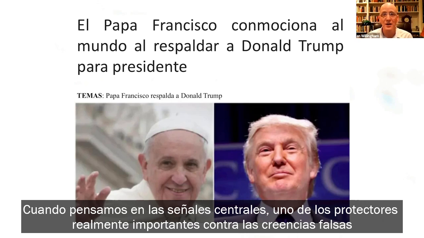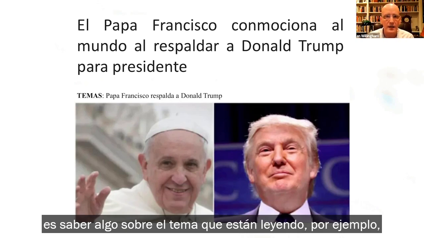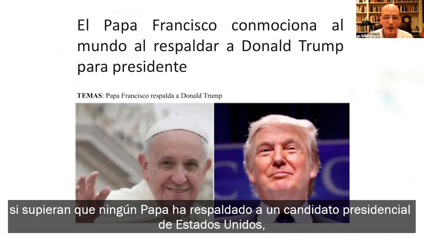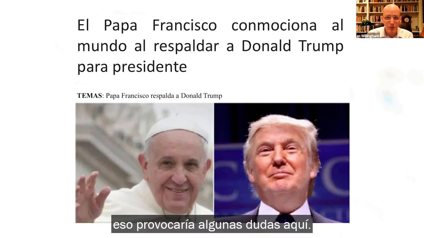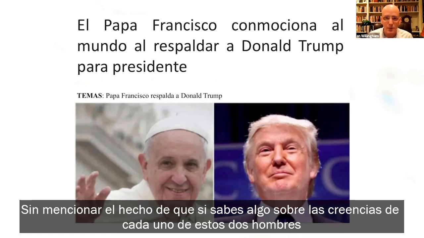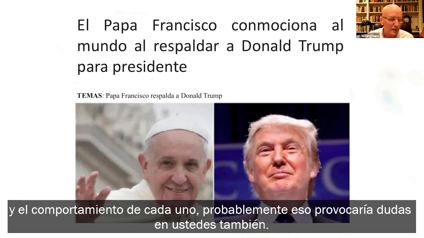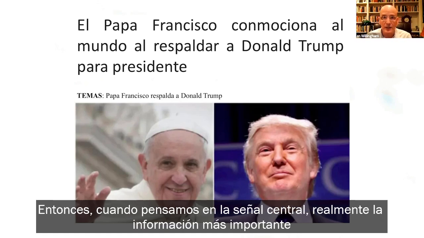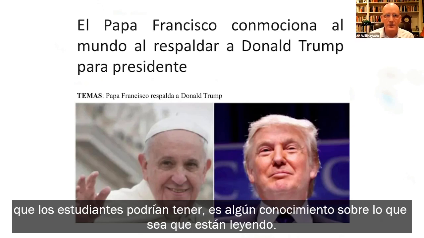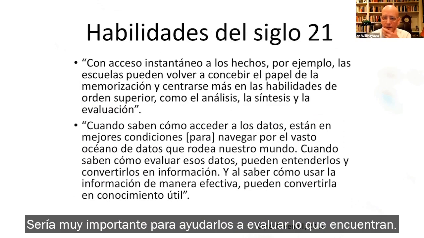When we think about central cues, one of the really important protectants against false belief is knowing something about the subject that you're reading about. So for example, if you knew that no Pope has ever endorsed a US presidential candidate, that would prompt some doubt here, to say nothing of the fact that if you know something about the beliefs and behavior of each of these two men, that would probably prompt some doubt in you as well. So when we think about central cues, the most important information that students could have is having some knowledge about whatever it is they're reading, which would be very important in helping them to evaluate what they encounter.